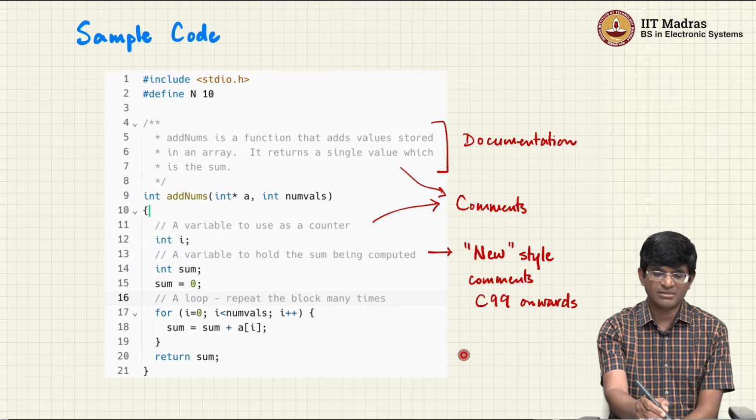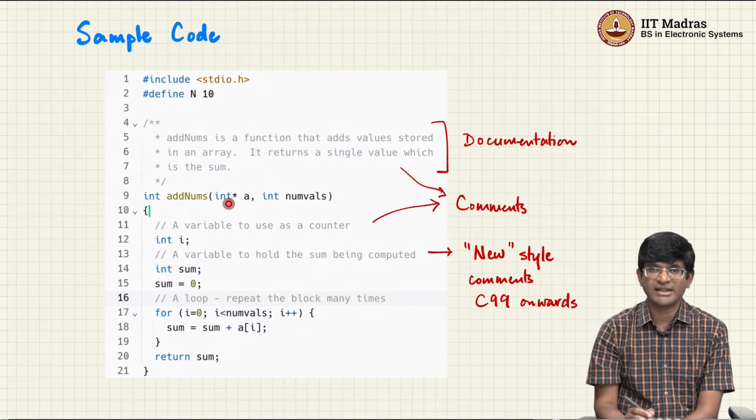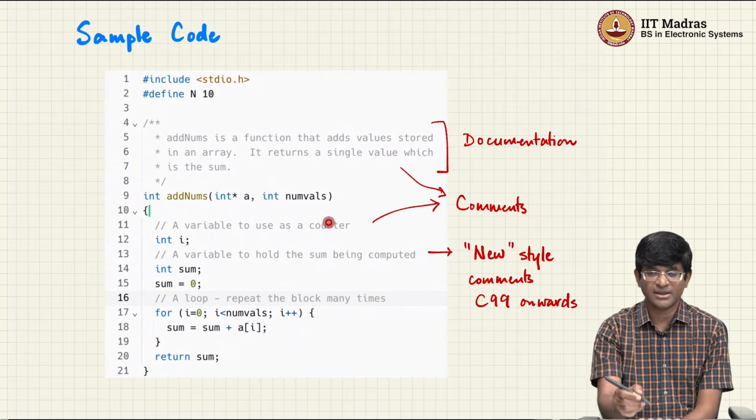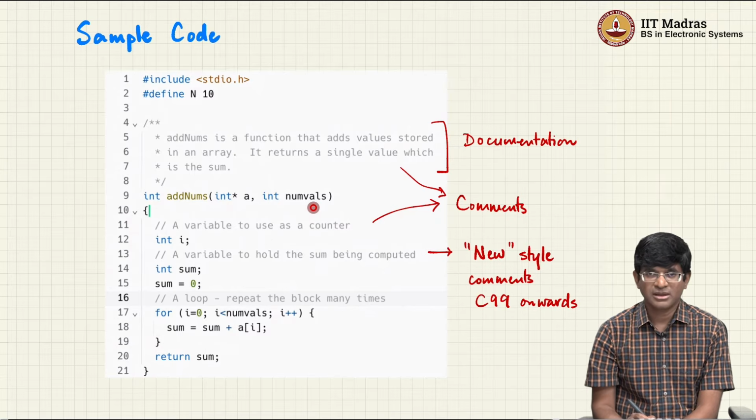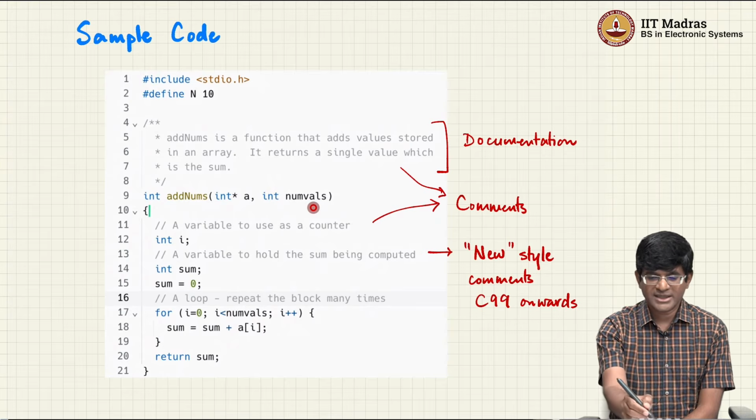If it had instead said something like it takes int star a as input and int numvals as input and gives an int as output, that's useless documentation because it's not really telling me what a, numvals and so on are. But this documentation is actually telling me that it adds values that are stored in an array. So I need to look for an array.